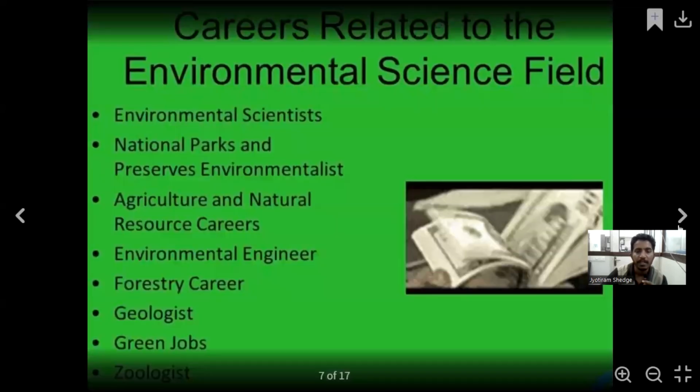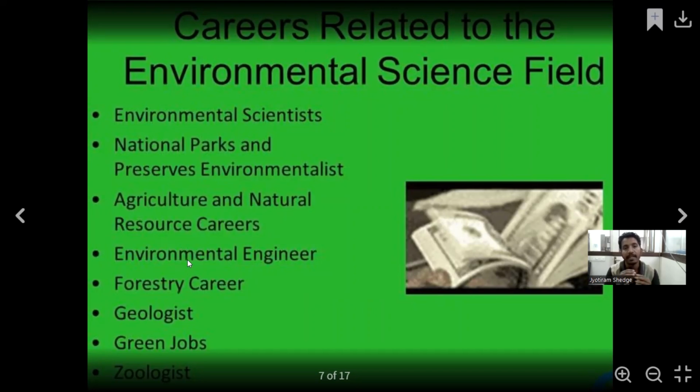The next point: there are various careers related to the environmental science field, like environmental scientist in the Ministry of Environment, Forest and Climate Change, as well as IFS officer, Indian Forest Service. You have to crack the Indian Forest Service. These services are one of the prestigious services, formed in late 1966. So as an environmentalist, as an environmental officer, you can go there, forest officer, as well as you can open agriculture and natural resources careers or NGOs.